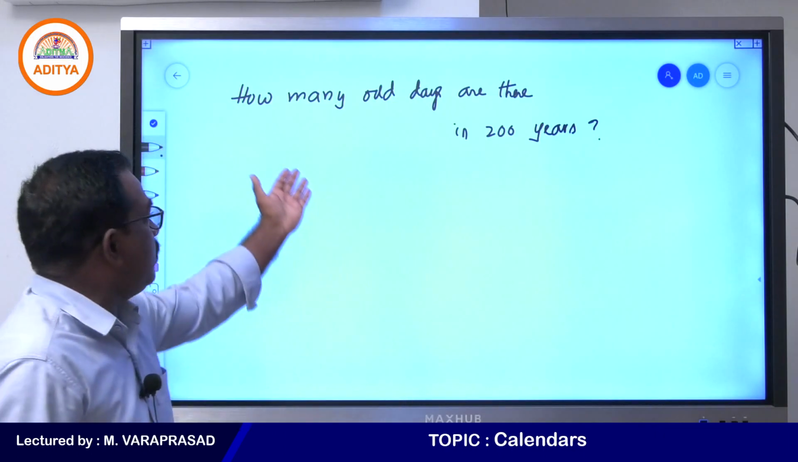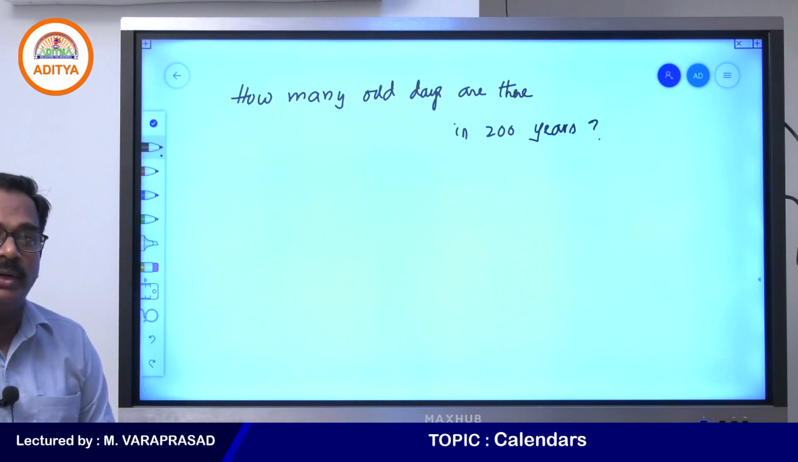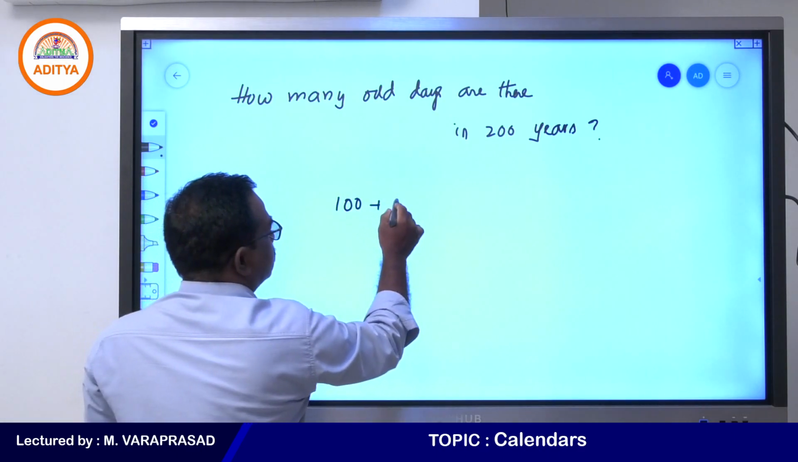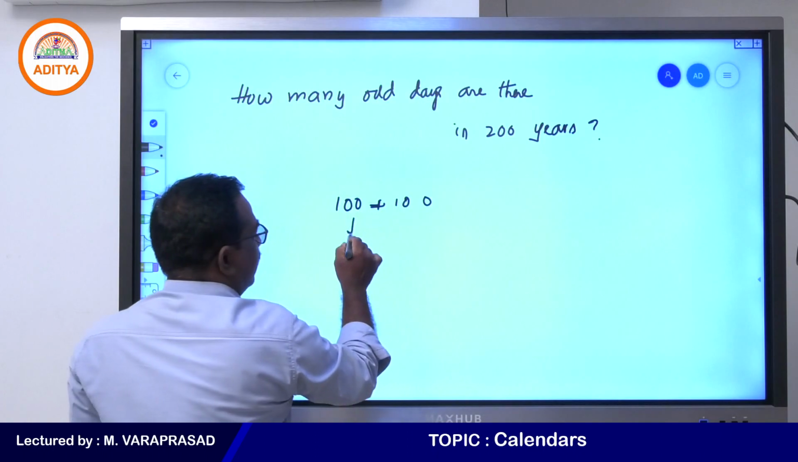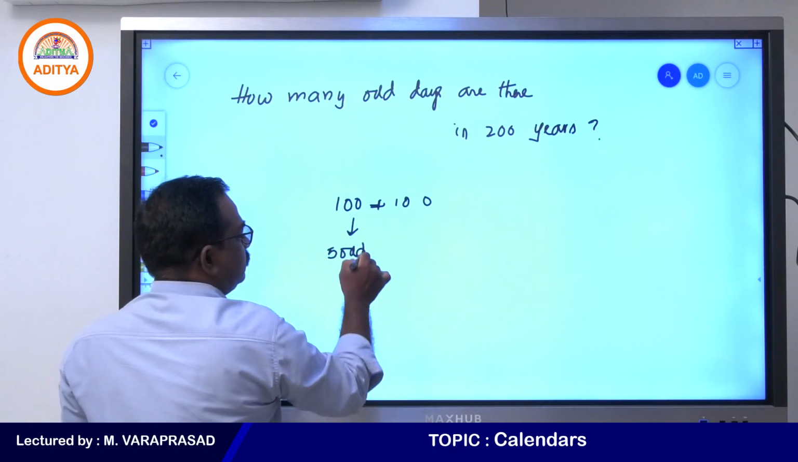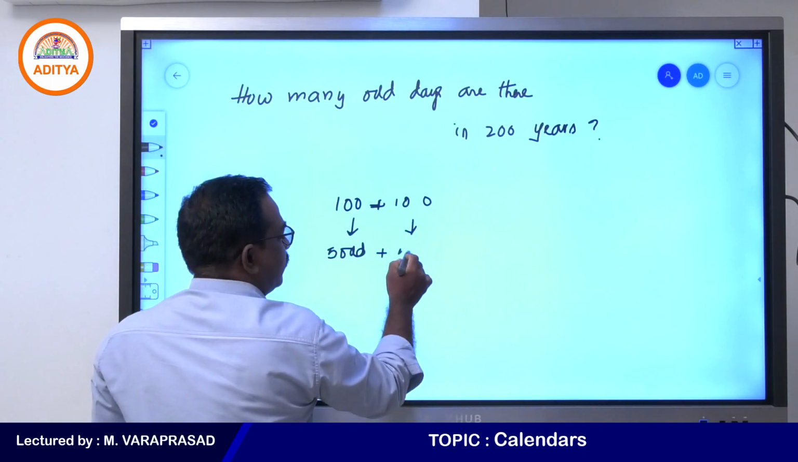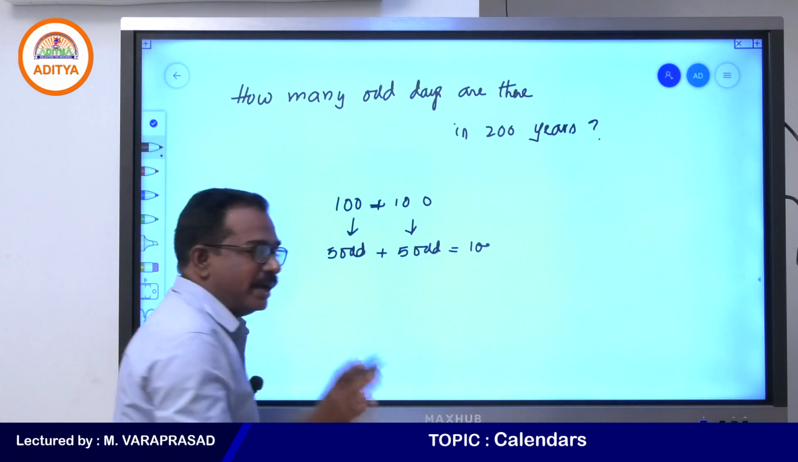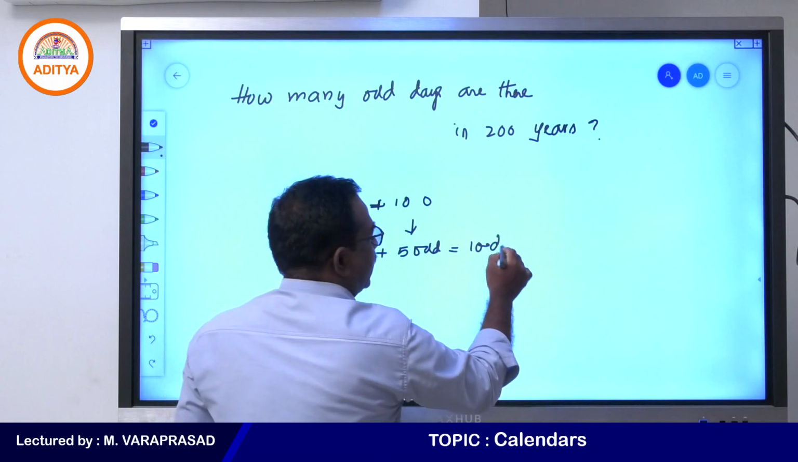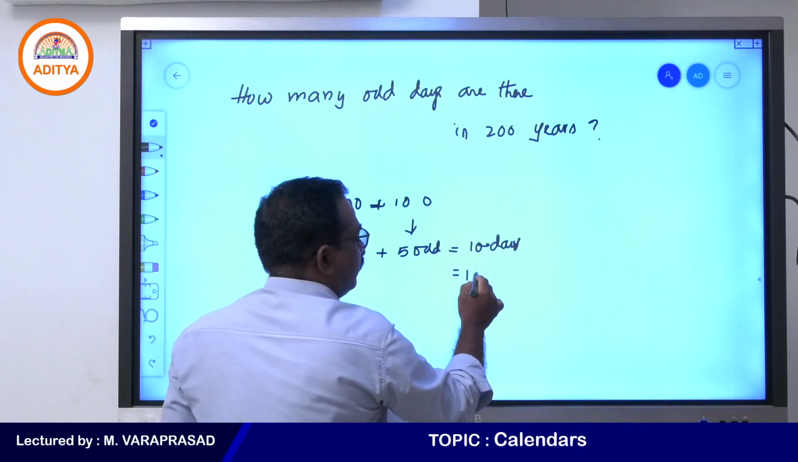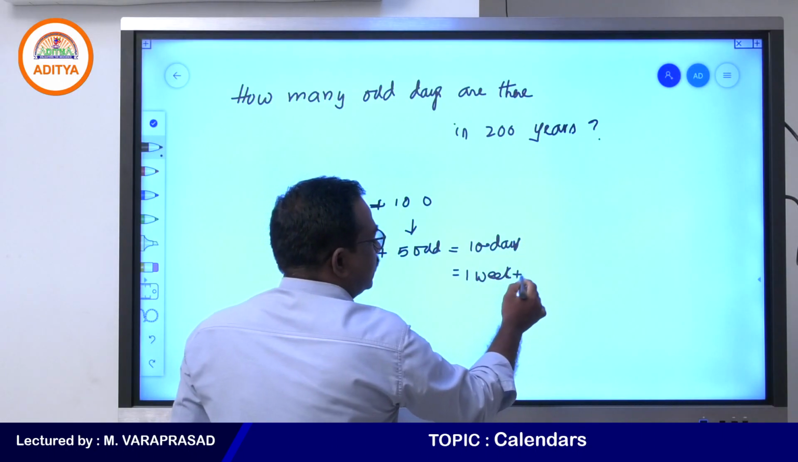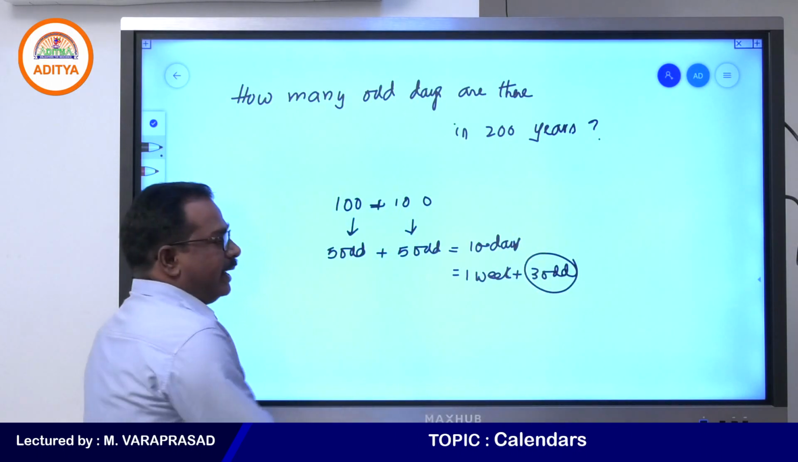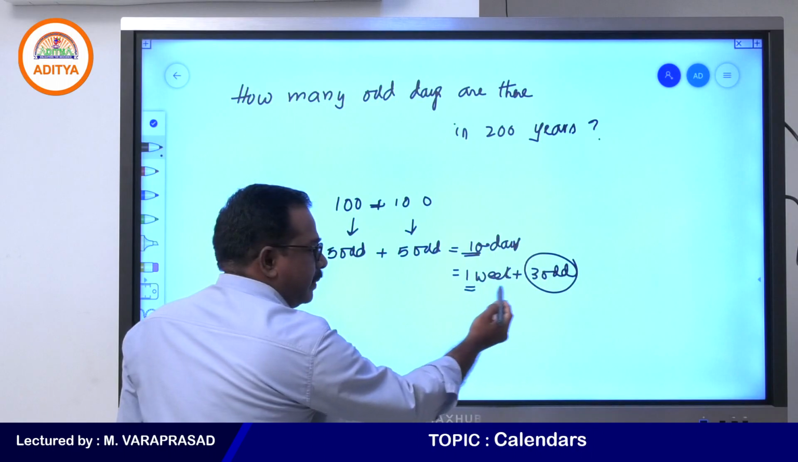Yes, my students, now come to this question. How many odd days are there in 200 years? 200 years means we can take 100 plus 100. So this 100 is having 5 odd days, and this 100 is having 5 odd days. So totally 10 days, which means 1 week plus 3 odd days. 10 days can be converted into 1 week plus 3 odd days.